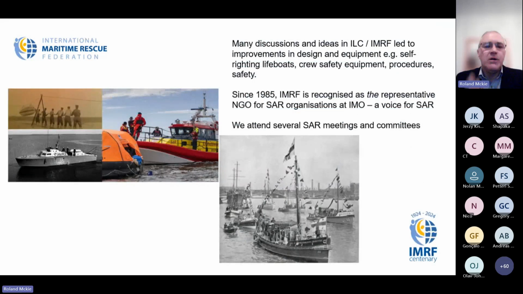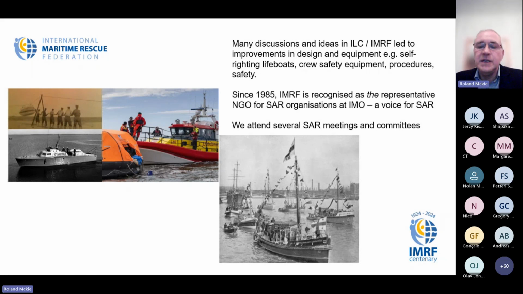The IMRF kind of exists for the discussion of ideas. So the International Lifeboat Congress, the IMRF, has the conversations and the discussions had in this organisation have led to improvements in design and equipment. For example, self-righting lifeboats, crew safety equipment, operational procedures, and the safety of lifeboat crews has increased dramatically.